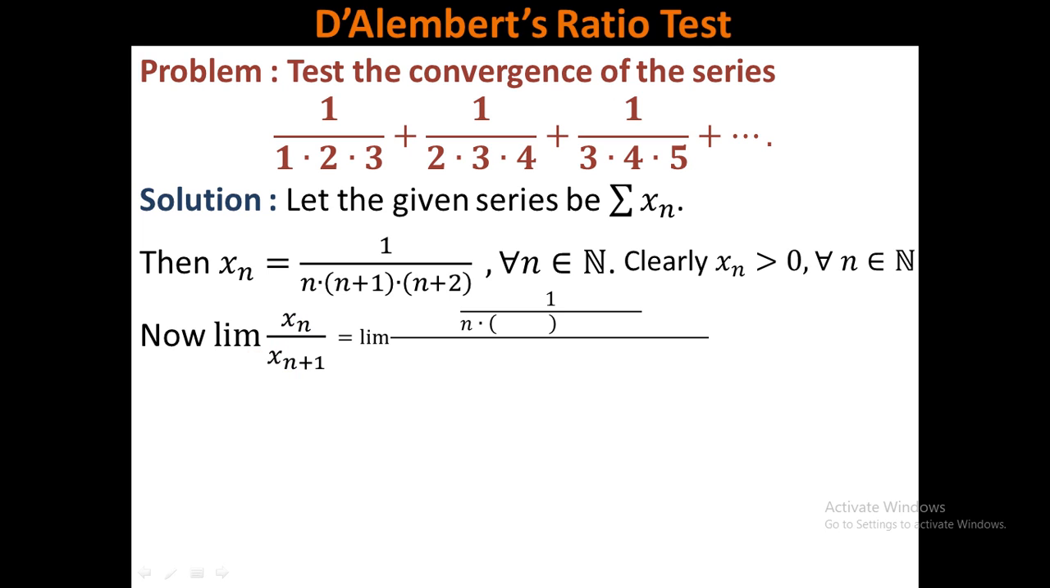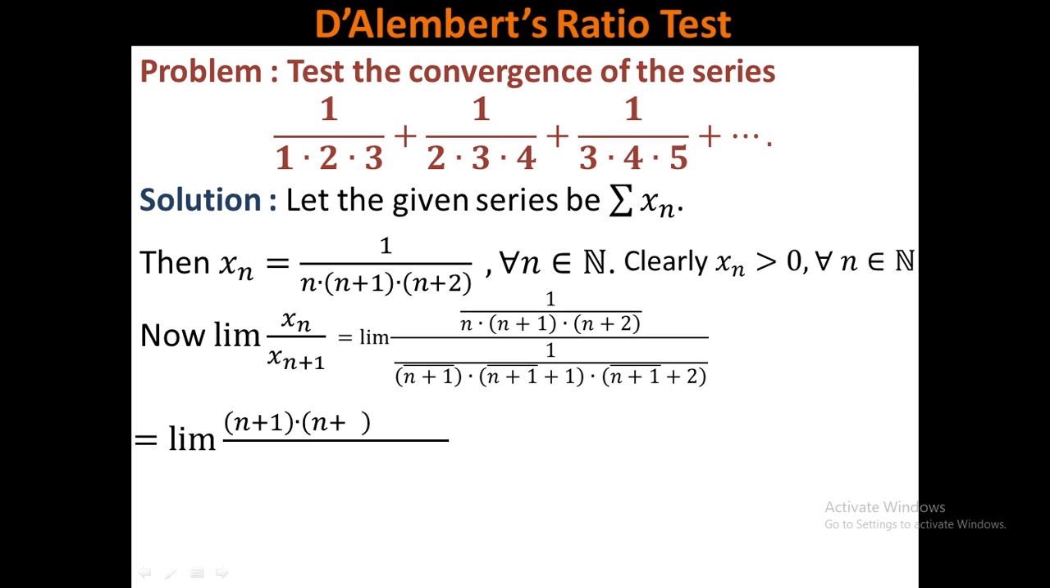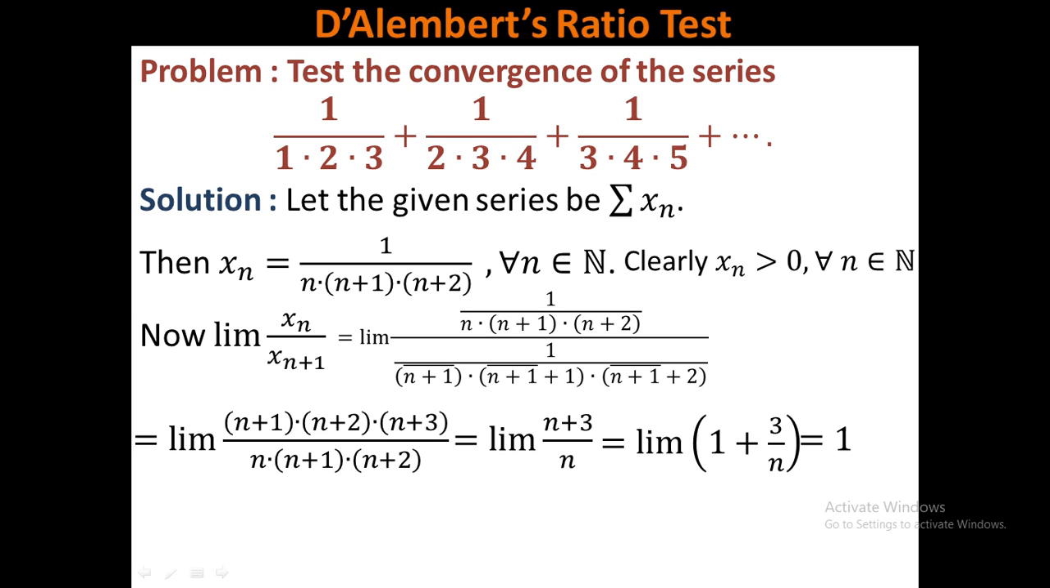Here xn is given, and xn plus 1 will be obtained by putting n plus 1 in place of n. So xn plus 1 will have factors n plus 1, n plus 1 plus 1, n plus 1 plus 2. As a result, this will be n plus 1, n plus 2, n plus 3 in the numerator, and n plus 1 in the denominator. After simplification, the limit of n plus 3 by n, as a result limit 1 plus 3 by n, is 1. So here the limit is 1.